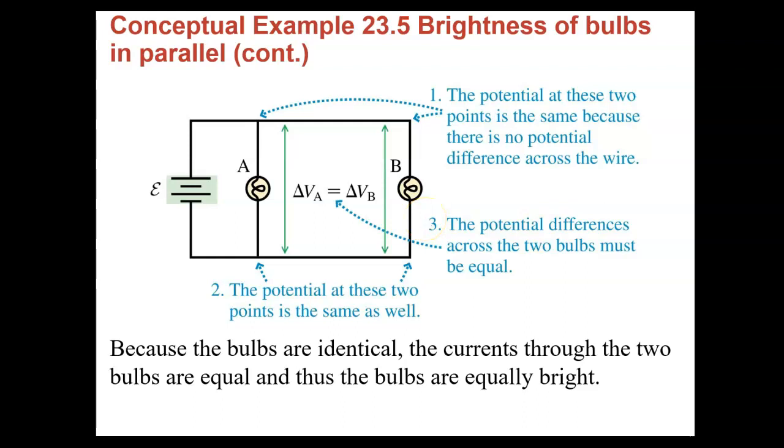So hopefully you can see that the voltage, the potential difference, or the electric potential at these points are the same because they're still coming from the battery. Okay. And the potential differences across the bulbs are equal because the light bulbs are the same. The potential at these 2 points are the same as well. And because these bulbs are the same, because they have the same potential differences, they're going to have the same current moving through them. And they're equally bright.